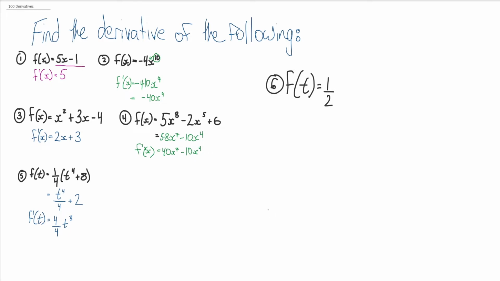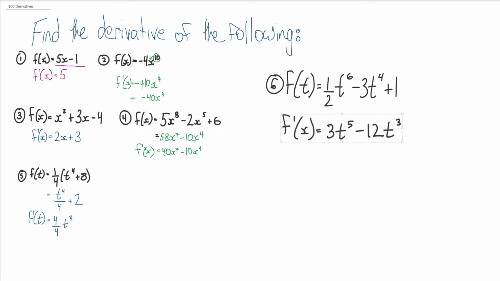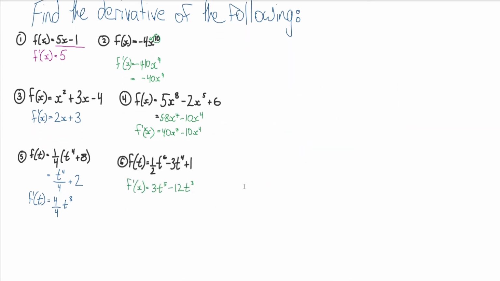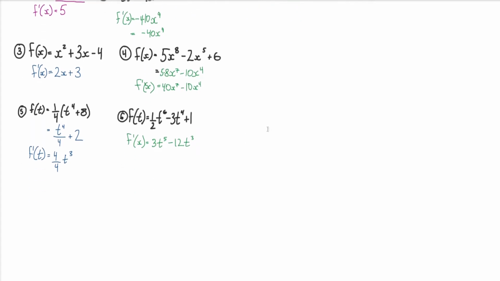Okay, boom. f of t is a quarter t to the 6 minus 3t to the 4 plus 1. So I'm just going to go right into it. We're just going to get 3t to the 5 minus 12t to the 3, and that's it. Bada boom, bada bing, maybe. It's getting too easy. All right, that's 6 done for you, right before your very eyes. All right, let's do it.